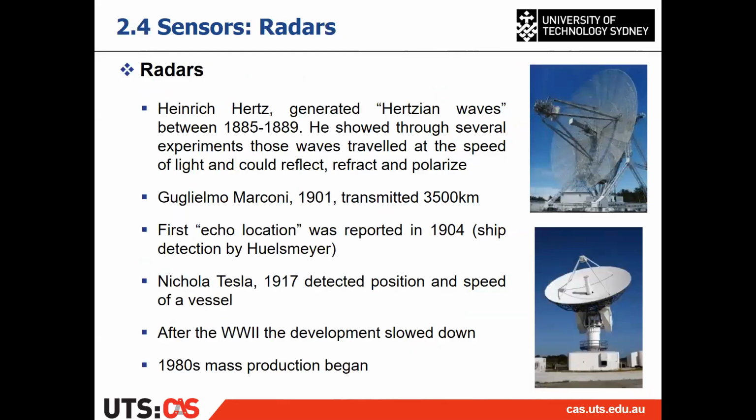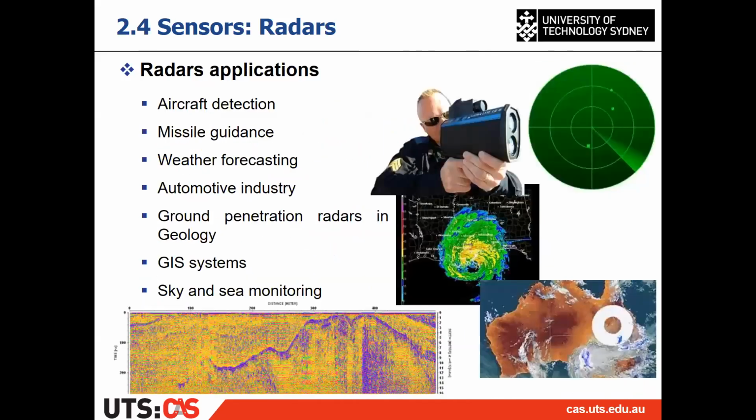Then the radars. They are not that commonly used in our daily life, but they are definitely used a lot in the army, and also in weather forecasting. The principle is similar, just a different source. For aircraft detection they are used a lot, and you can see radars in all of the airports. Missile guidance, that's army stuff. And weather forecasting.